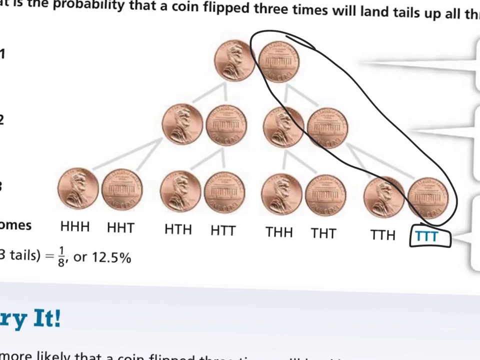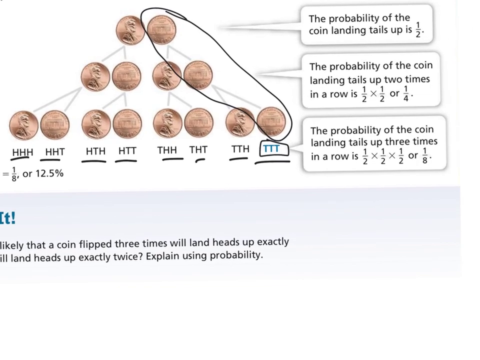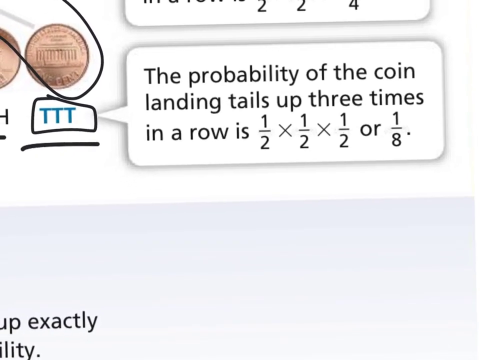So we could look at that, all 3 tails, one option out of, including that one, there's a total of 8 options. So we have a 1 out of 8 chance of getting all 3 tails. Another way we could do that, instead of drawing out a tree diagram, is we could think about the probabilities.